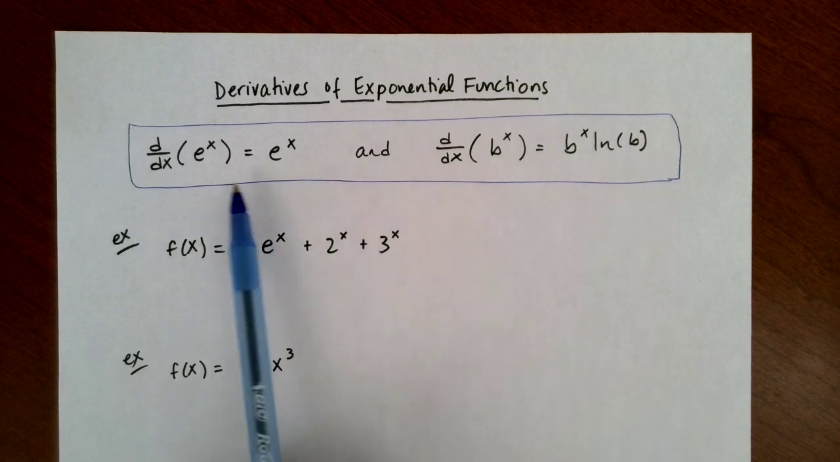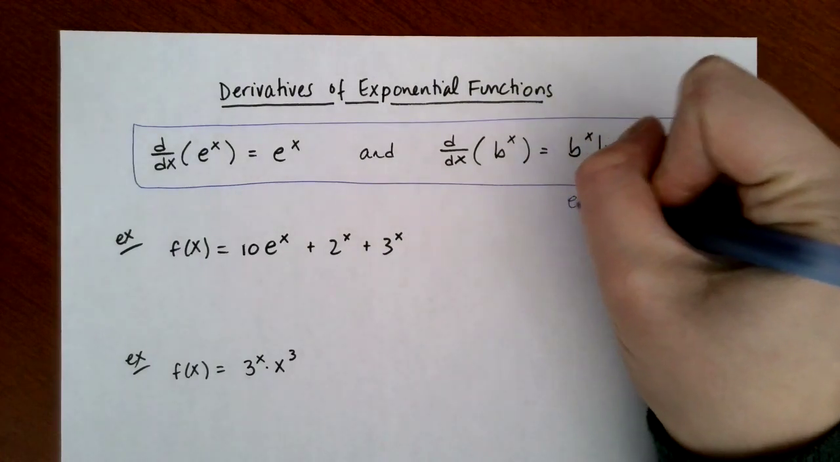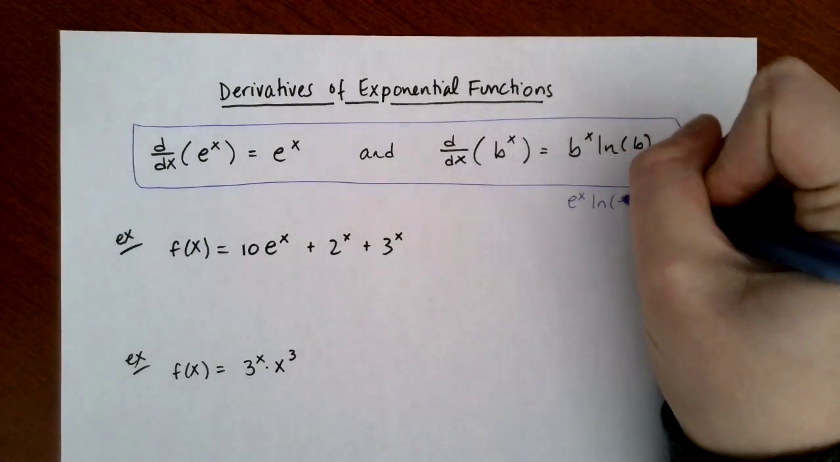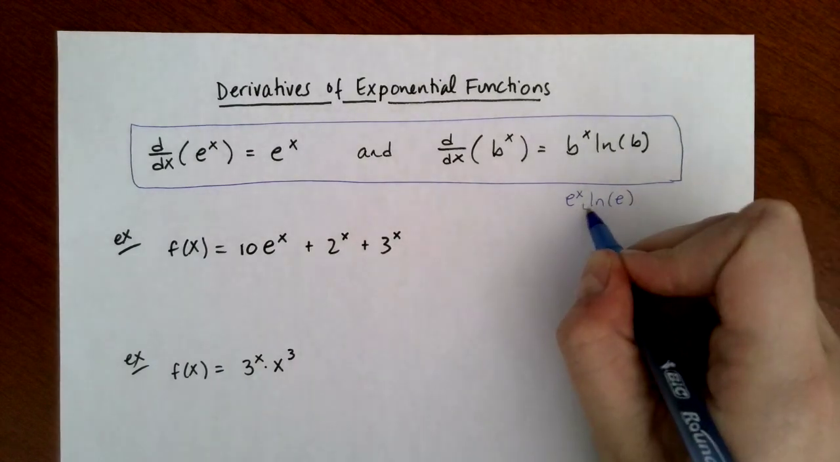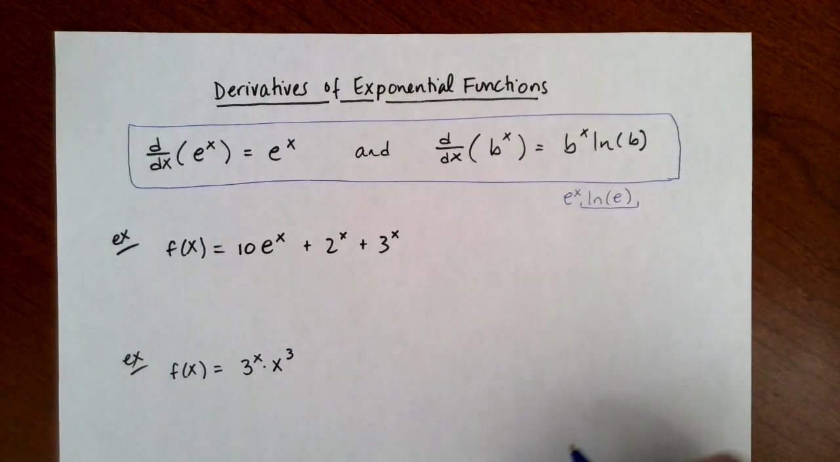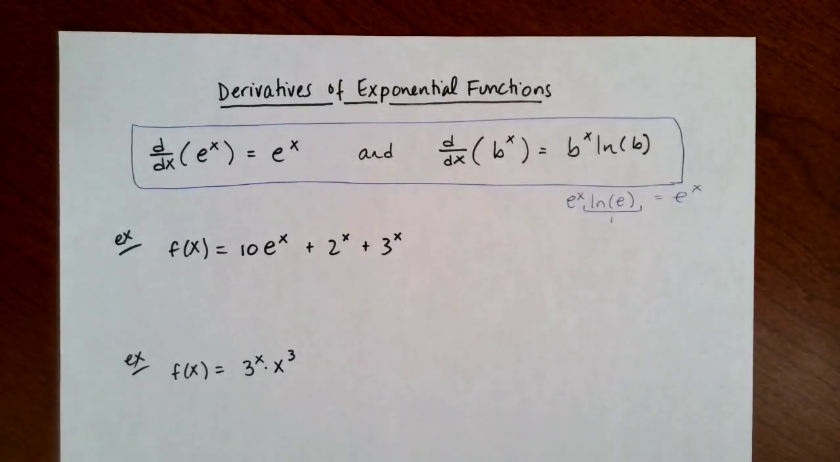And this does also cover the rule for e to the x. If we put e to the x into this formula, we would have e to the x ln of e. And the ln of e is the exponent e needs to get to e, which is just 1. So this simplifies down to e to the x, which agrees with this rule here. All right, let's do some examples and see these derivative rules in action.